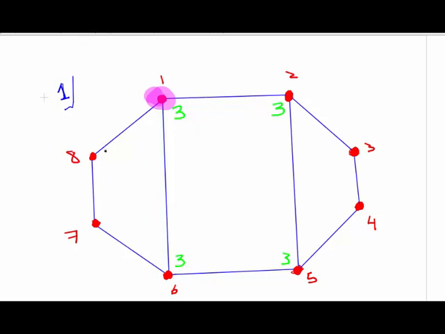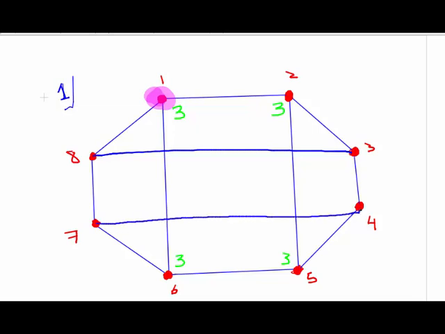So what I'm going to do here is connect 8, 3, and 7 to 4. Okay, so now they all have degree 3. Okay, in each of them. So we have a 3 regular graph there with 8 vertices. So that's the first one done.